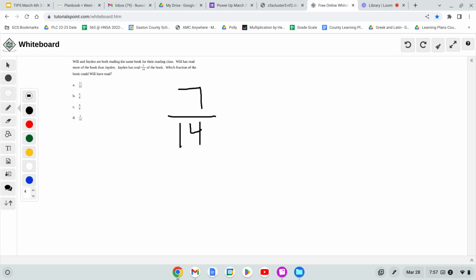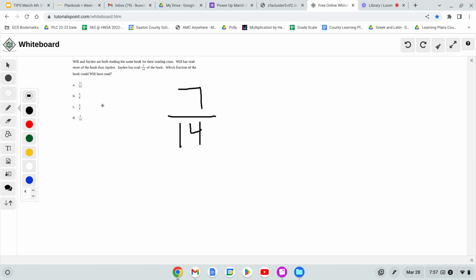So Jaden has read 7/14. The numerator is 7, the denominator is 14, so that's exactly half. Jaden has read exactly half of this book. So in order for Will to have read more, whatever these fractions are, it would have to be more than half. So let's start with the first one, 11/22.